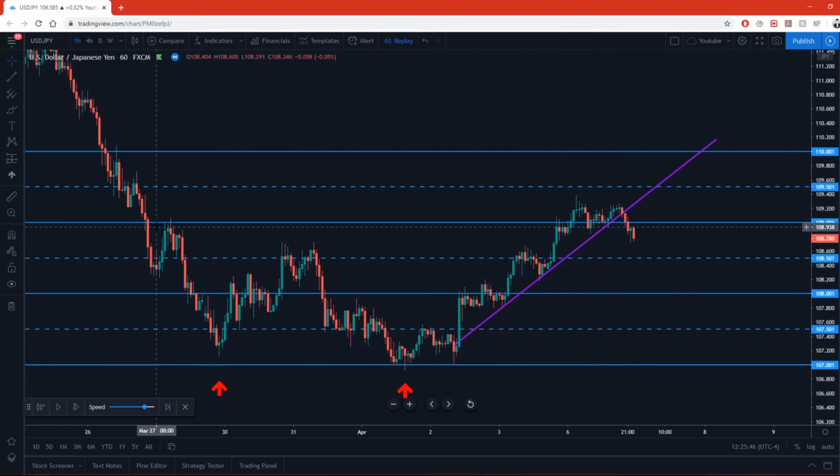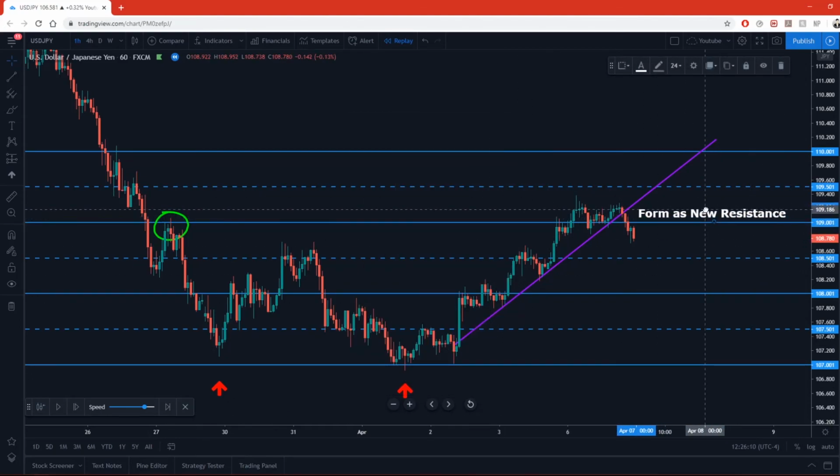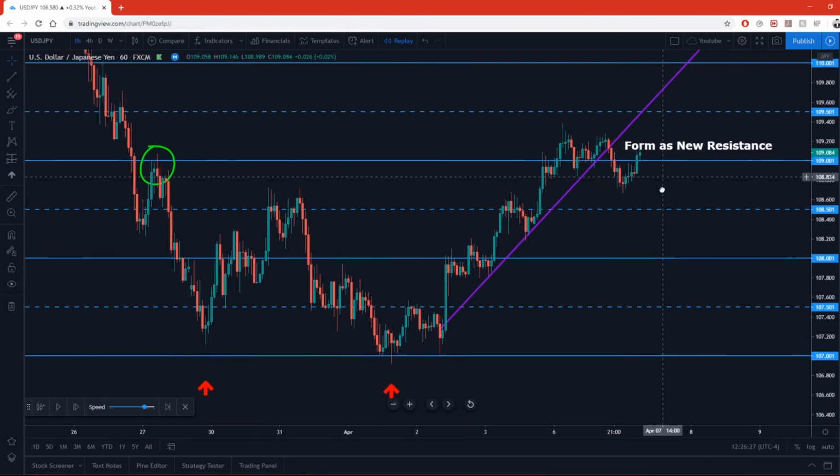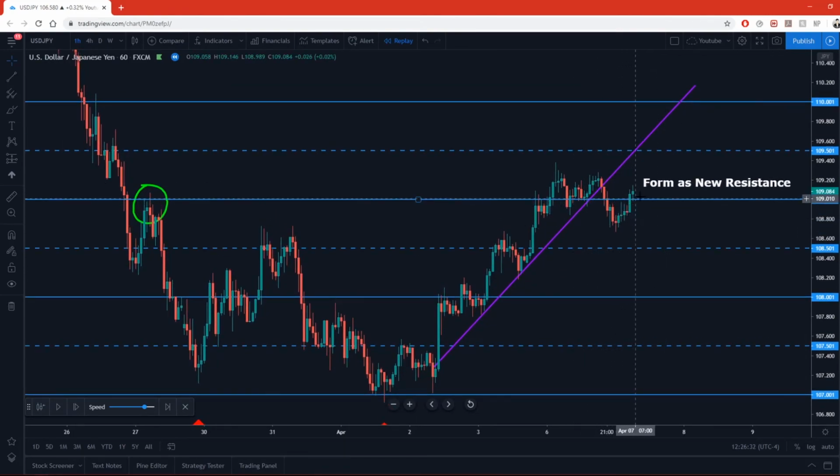So as you can see, this 109, there's a lot of confliction right here trying to pass through. It has been rejecting it multiple times. So what I'm waiting for is for it to break out and retest as a new resistance. So we want this to form as new resistance. Perfect. So now let's see. As you can see, now we got to this, and it broke out and has started to retest this as a line.